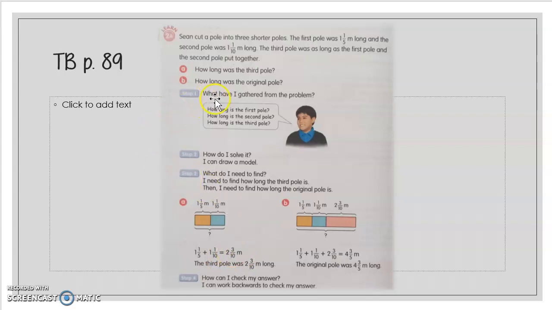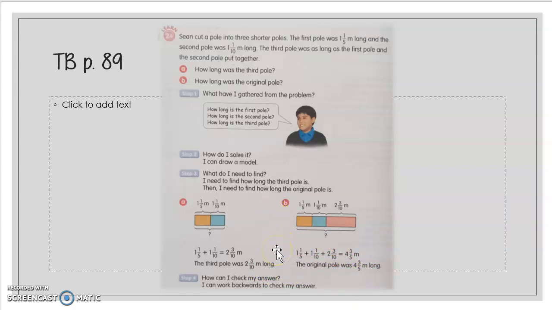And then part B, how long was the original pole? Because we already have the first pole, the second pole, and the third pole we already found in part A. So we only have to plus all of them, right? So we will plus all of them. So this one is the answer. Okay, this one is about the word problem.